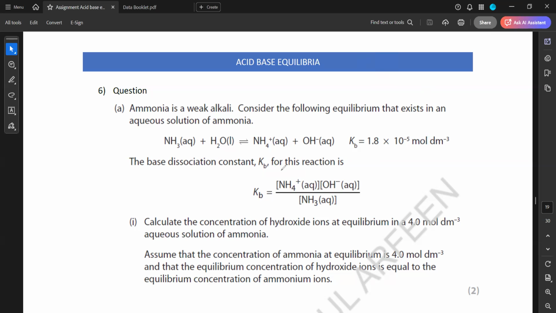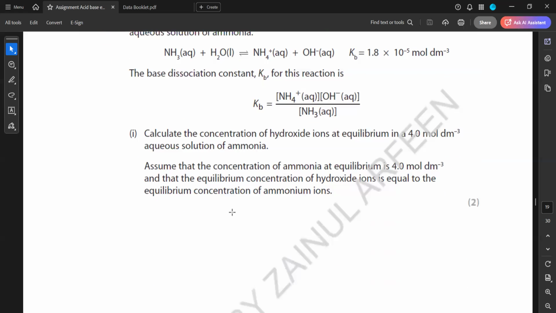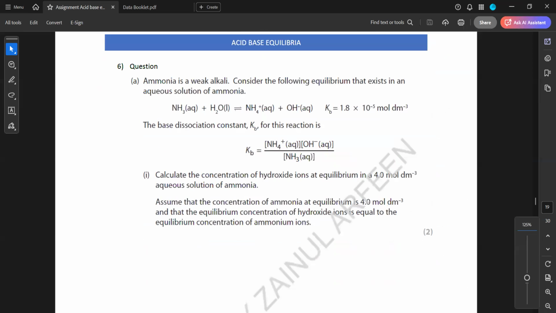So the dissociation constant of a base, Kb, is the product divided by the reactant. Calculate the concentration of the hydroxide ion at equilibrium when 4 mole per dm cube aqueous ammonia solution. Assume that the concentration of ammonia in equilibrium is 4 and the equilibrium concentration of hydroxide ion is equal to the equilibrium concentration of ammonium ion. So we need the concentration of the hydroxide ion. We just have to solve, the equation is already given to us.